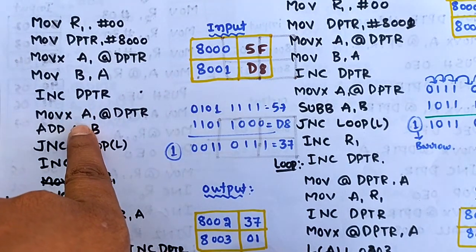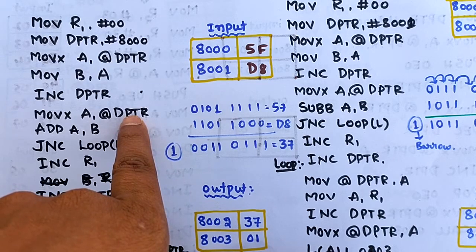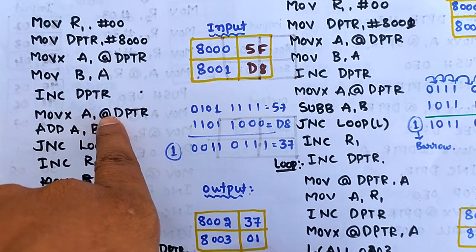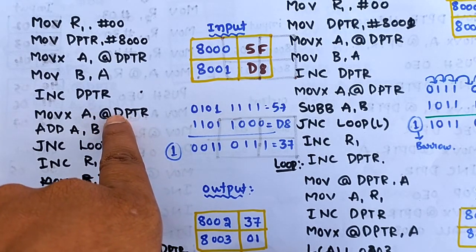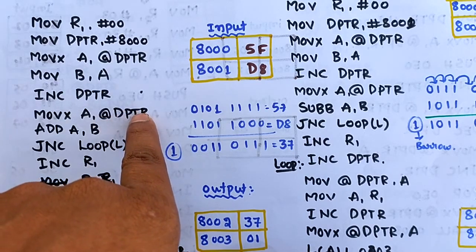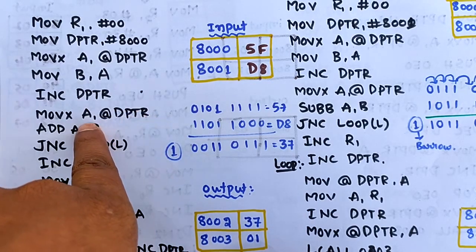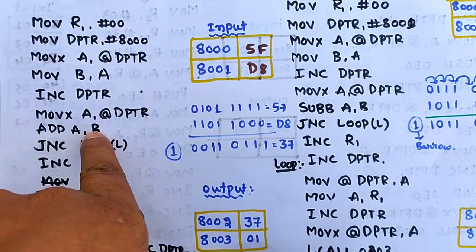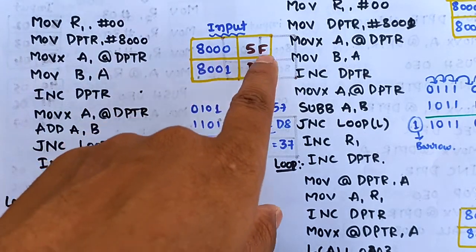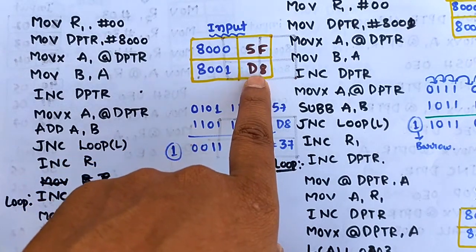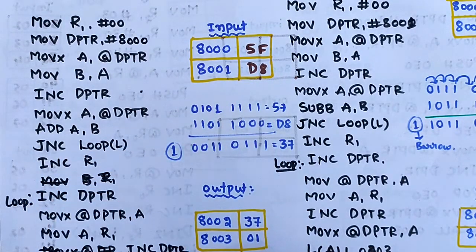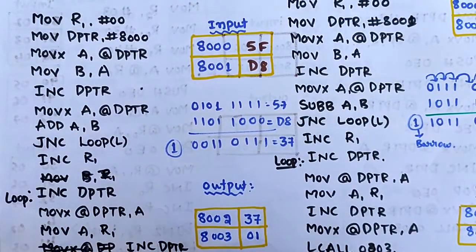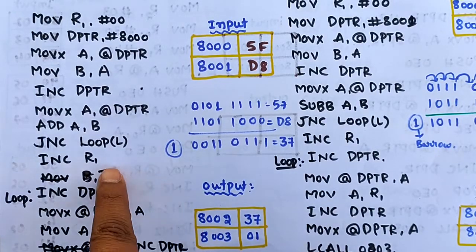Then MOVX A, @DPTR. The DPTR content will transfer to the accumulator. After that, ADD A, B. So once I got the A and B register values, I need to add these two, and the result will be transferred to the location 8002.